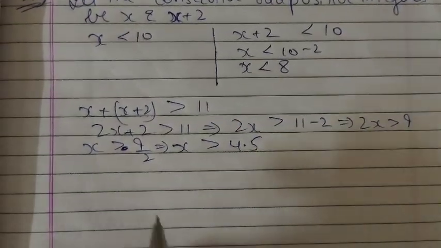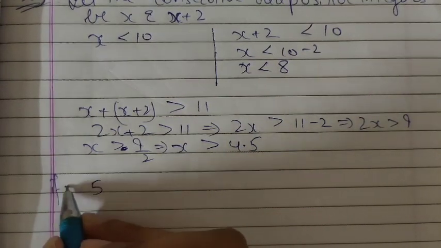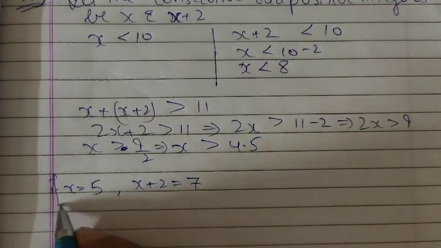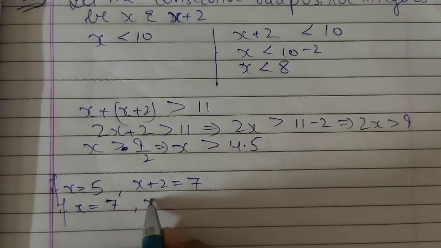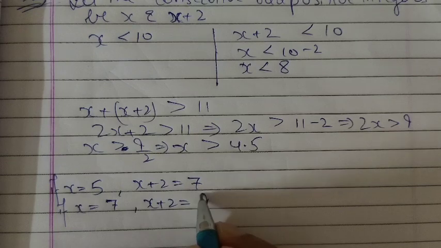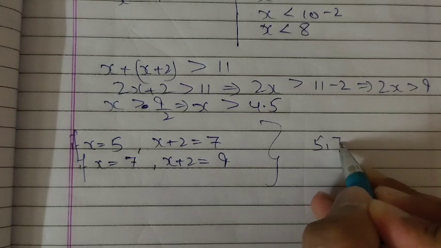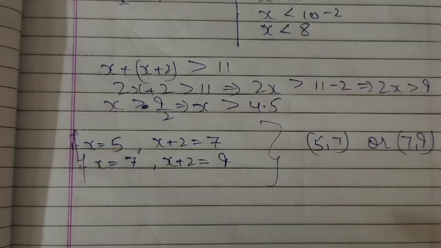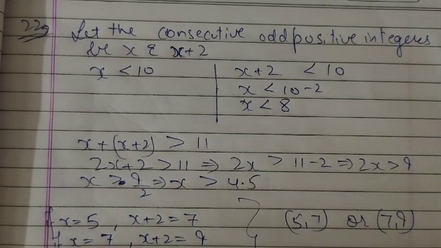So greater than 4.5 number is 5 if x is 5. So if x is 5, x plus 2 will be equal to 7. If x is 7, because only odd numbers we have to take, so x plus 2 will be equal to 9. So only two possible values are there, 5, 7 or 7, 9. So these are our possible answers. The required possible pairs are 5, 7 or 7, 9. So this is our answer of question number 23.